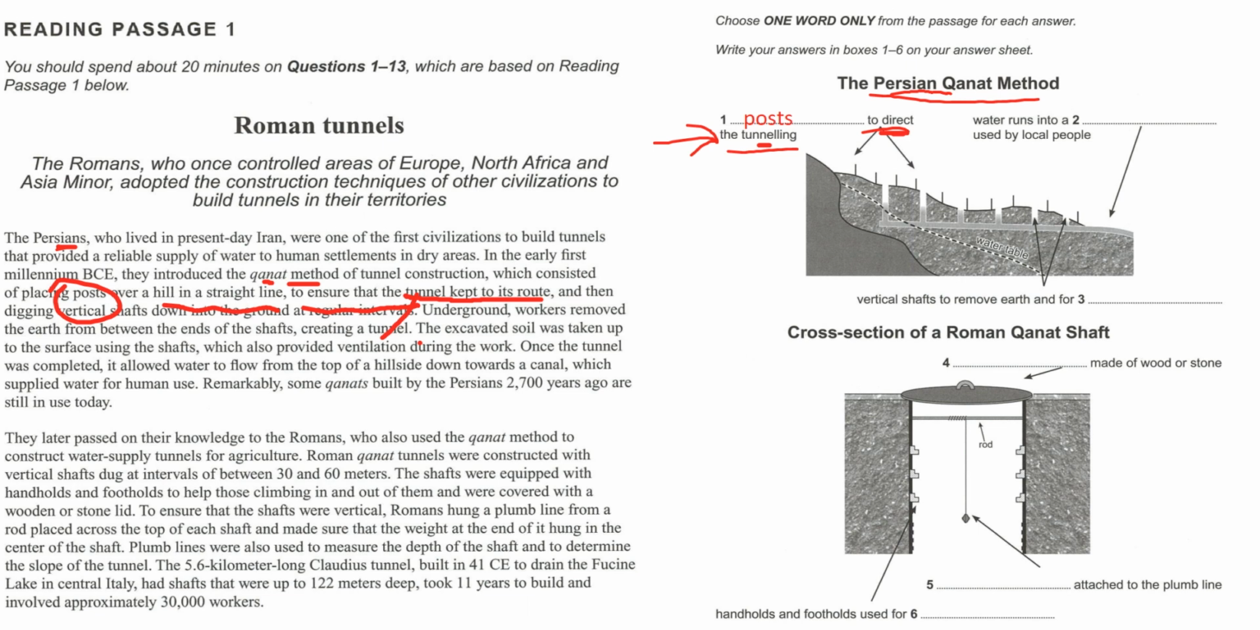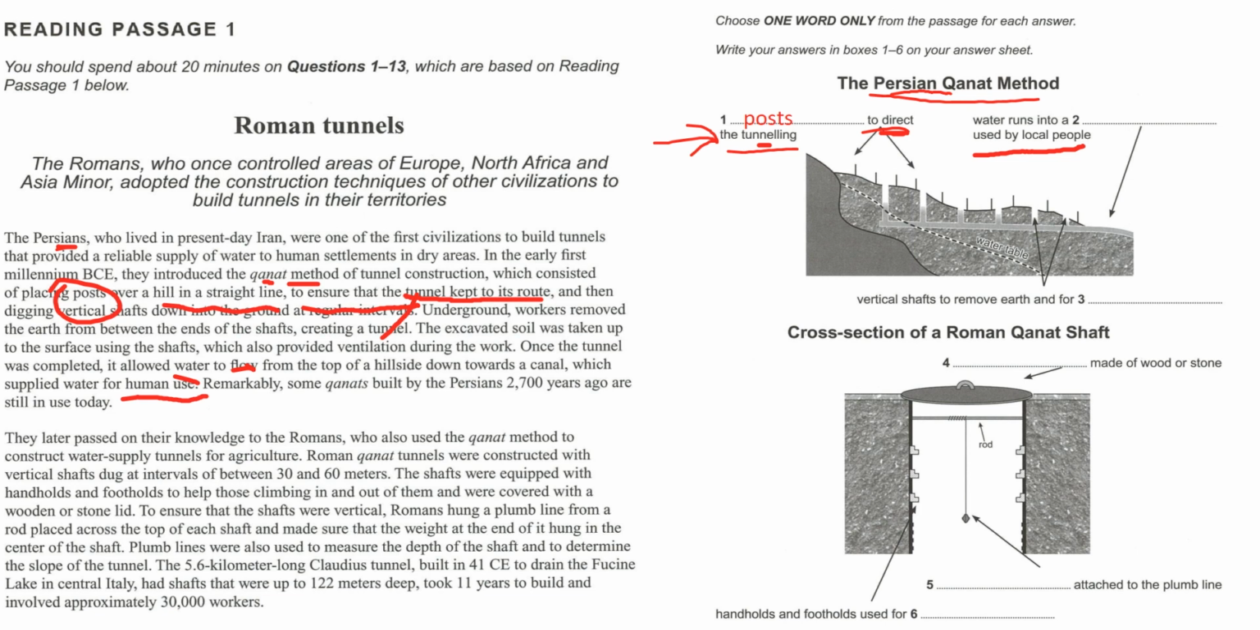Once the tunnel was completed, it allowed water. Now we talk about water here. There is water mentioned in the question. Flow, water runs. It's the same in the question. From the top of a hillside down towards the canal. Okay, which supplied water for human use. So supplied water for human use, supply, so this is the same phrase, used by local people, okay? Now it doesn't mention exactly local people, but humans, people, supply water, it means they're going to use the water, so it's the same in the question.